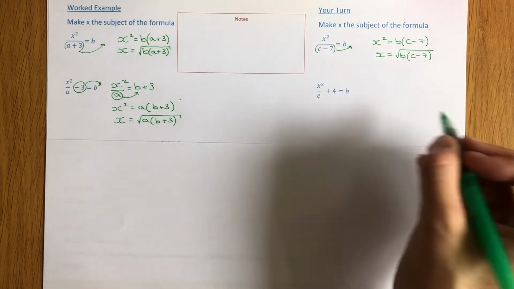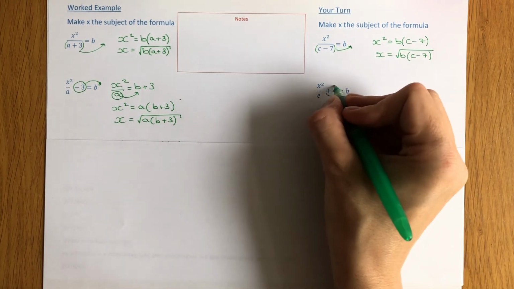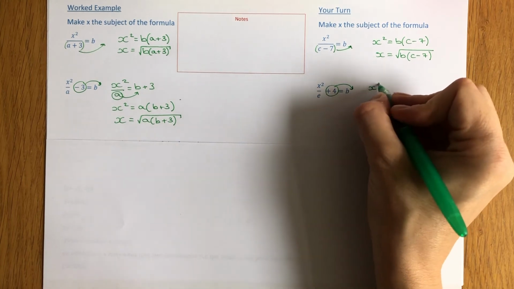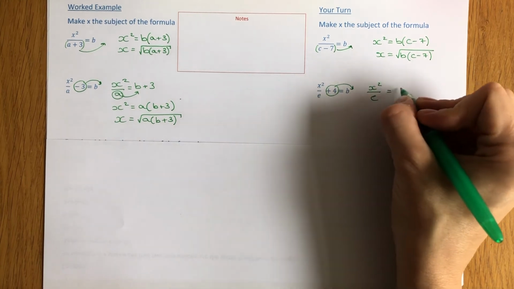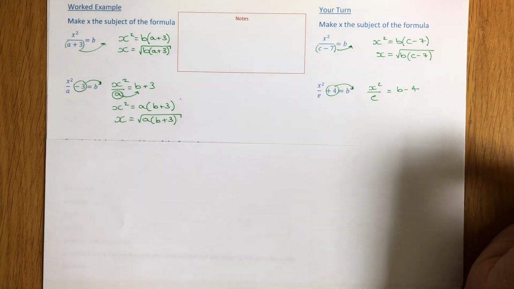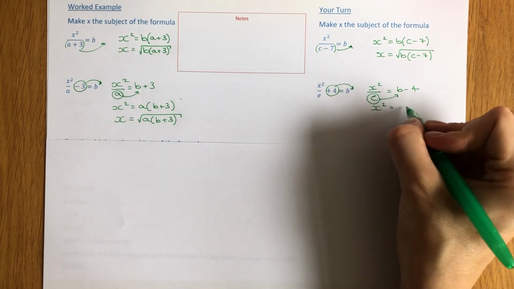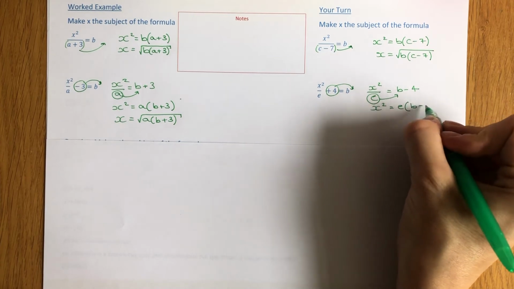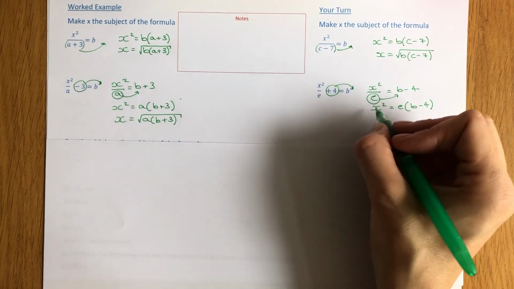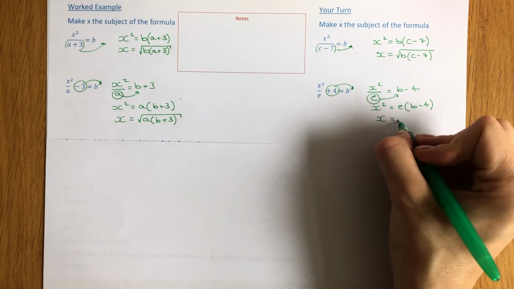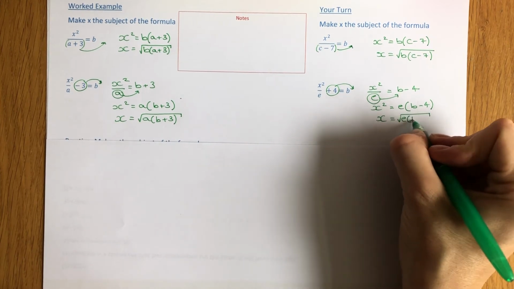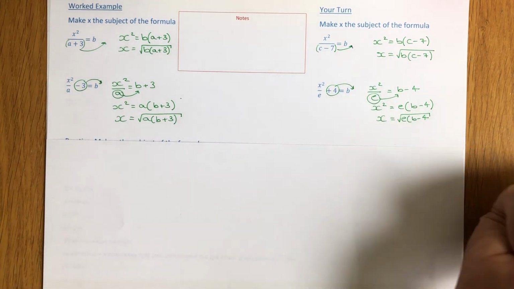Okay, and our next one here, you're going to move plus 4 first. So you get x squared over e equals b minus 4. And then you move a divide by e and it becomes a times by e. Remember you've got more than one thing, so pop that in the brackets. To get rid of the x squared, you square root everything on that side.